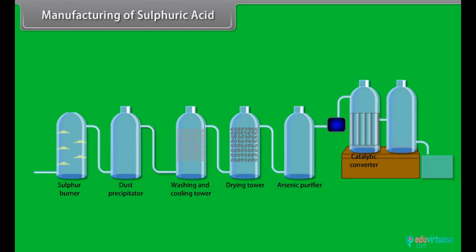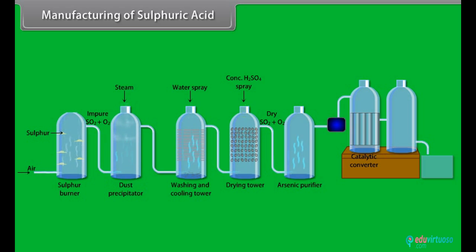Manufacturing of sulfuric acid. The manufacturing of sulfuric acid starts from sulfur burner. Here, sulfur dioxide is produced. This sulfur dioxide passes through dust precipitator, which removes dust from the gases. A scrubber is used to remove the soluble impurities. After that, drying tower removes the moisture from the gases. Then, gases pass through an arsenic purifier, which removes impurities of As2O3.